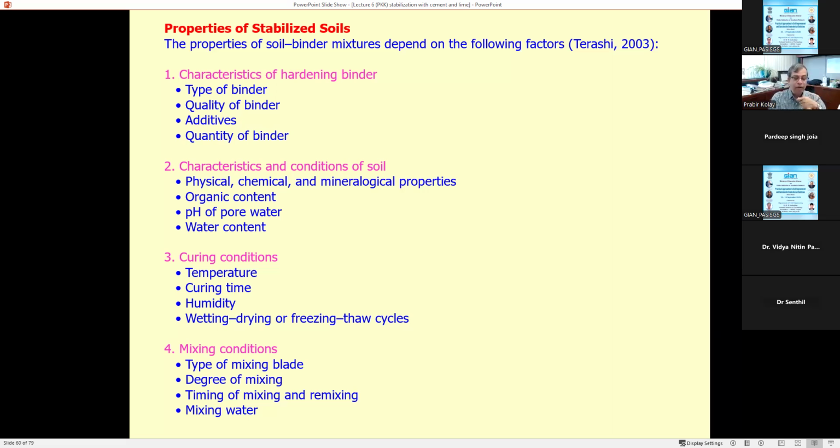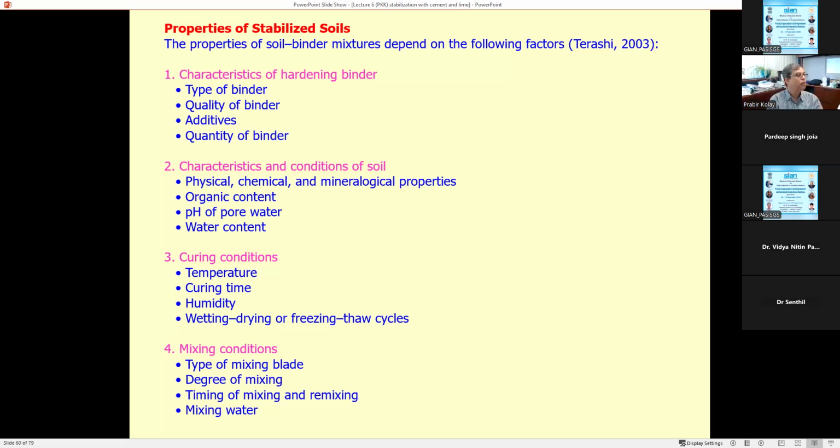How much organic content is present? If organic content is present, then the cement or lime is not going to react much. So I'm going to talk about that maybe in the next class. The pH of the pore fluid is very important. You see the pH is increased when you use lime or cement. So with the alkali-acid reactions, it is much more reactive.